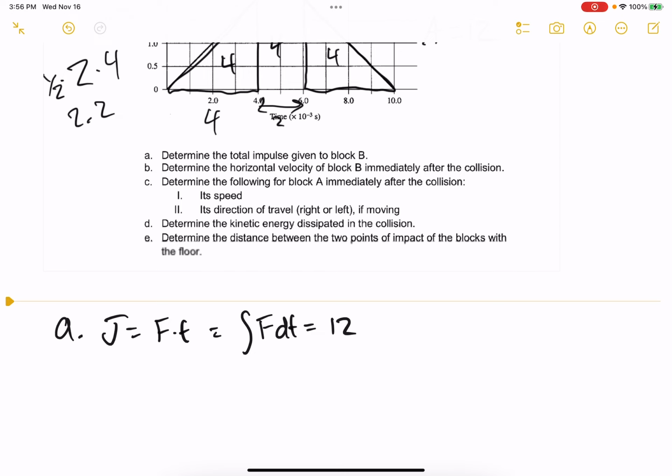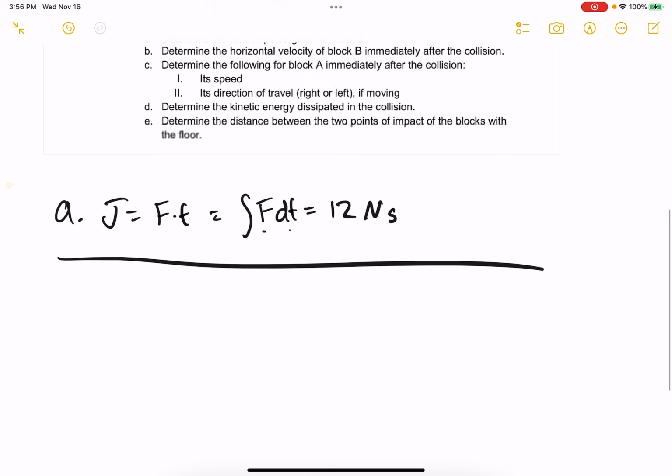But remember, we do need our units. It's force times time, so that'd be Newton seconds, okay? So that one was just finding the area, making sure we knew the definition of impulse. So let's go ahead and look at part B.